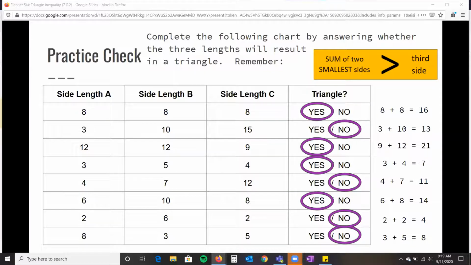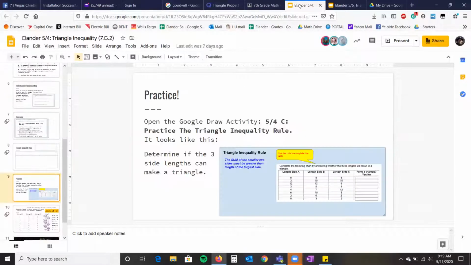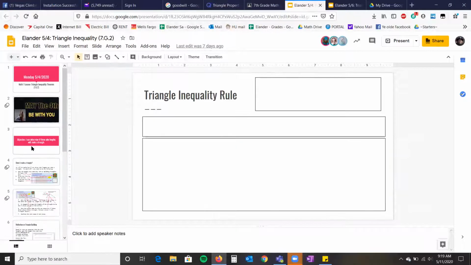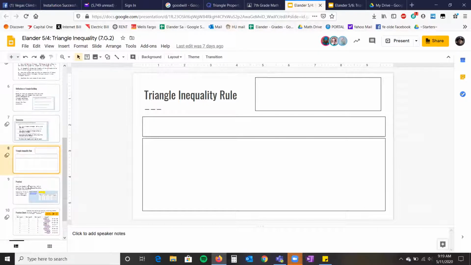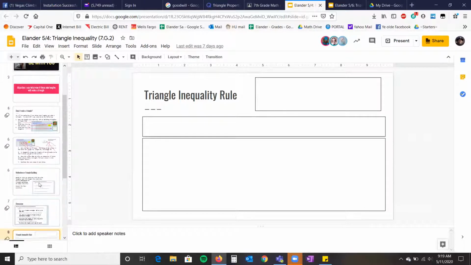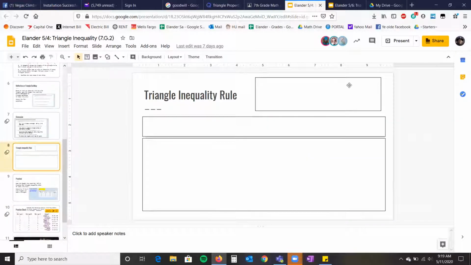So that was what we talked about last Monday, right? And that was the triangle inequality theorem. Again, the name reflects what it's about. So on this one, the inequality is talking about our rule where we say the two smallest sides have to be greater than the third side.